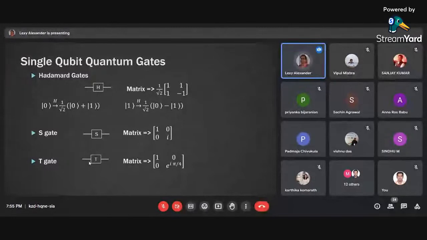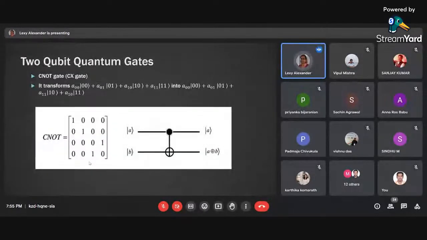Now next we will go to 2 qubit quantum gates, the quantum gates which are applied on 2 qubits. The famous example is the CNOT gate. It is also known as the CX gate. It is doing a controlled NOT. C stands for controlled NOT gate.